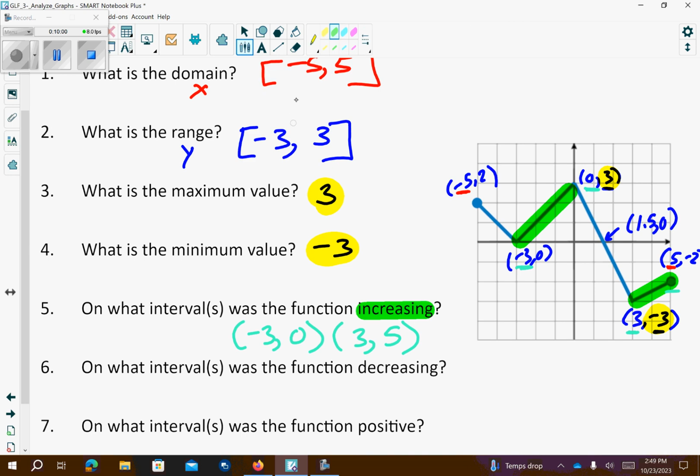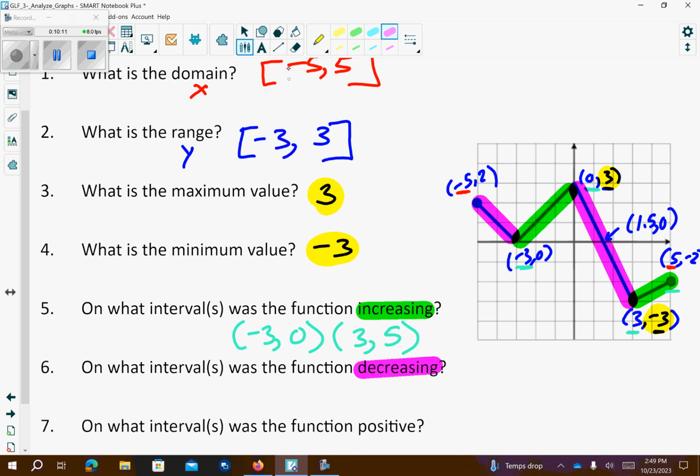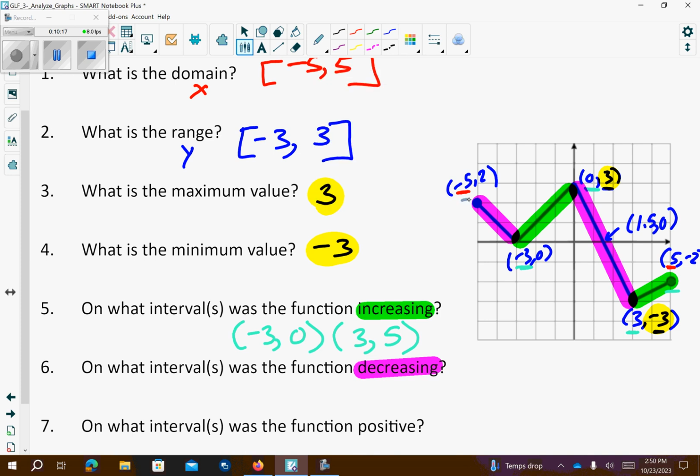Where is it decreasing? So as I go to the right, it goes down. So it's decreasing at both of those spots. Okay, so decreasing. So it's decreasing from -5 to -3. It's also decreasing from 0 to 3.